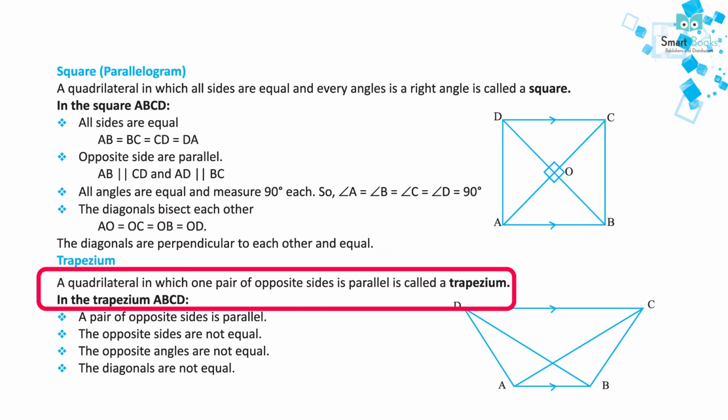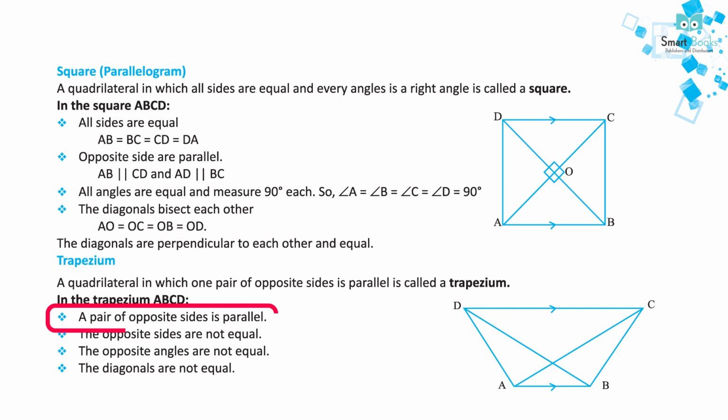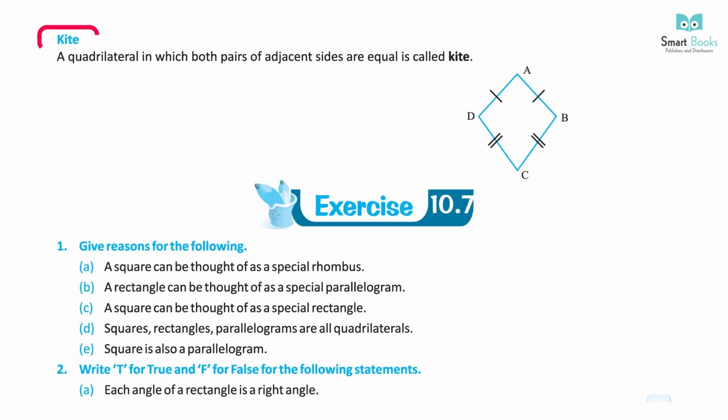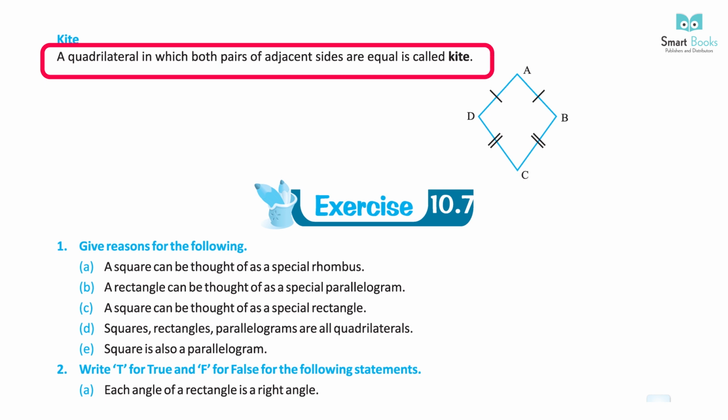Trapezium. A quadrilateral in which one pair of opposite sides is parallel is called a trapezium. In the trapezium ABCD, a pair of opposite sides is parallel. The opposite sides are not equal. The opposite angles are not equal. The diagonals are not equal. Kite. A quadrilateral in which both pairs of adjacent sides are equal is called a kite.